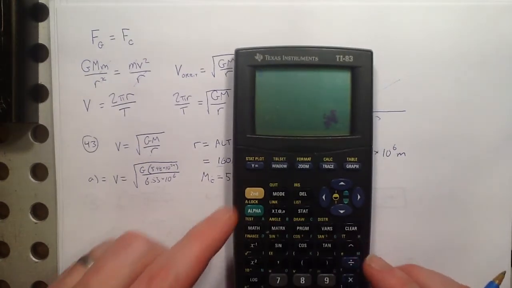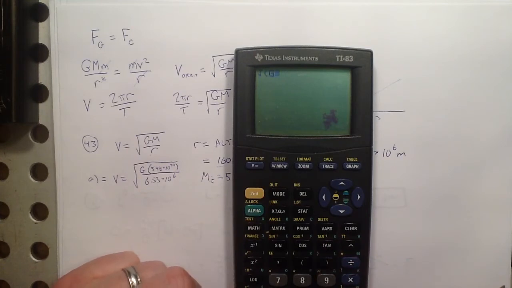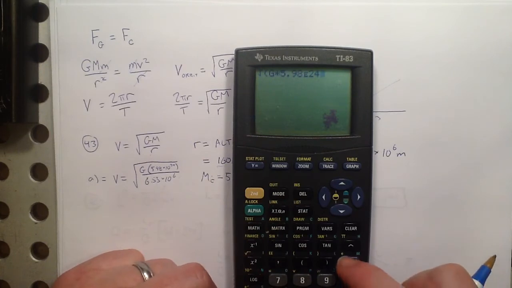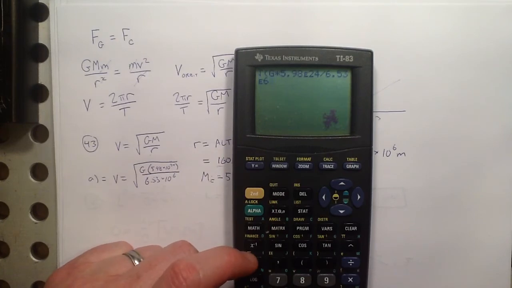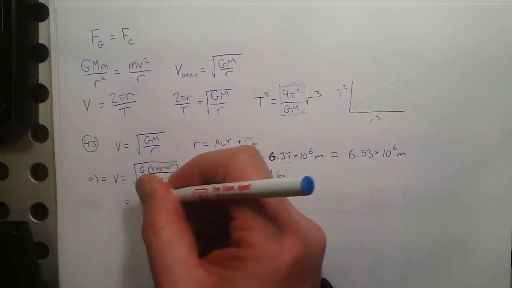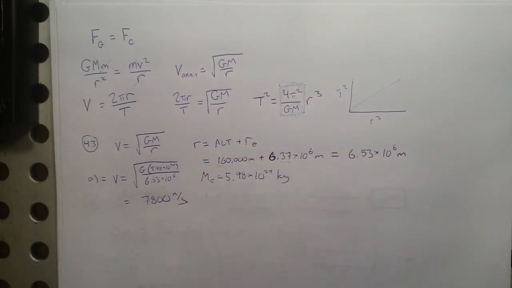Let's go ahead and calculate that. So G times 5.98 E24 divided by 6.53 E6. That's about 7,800 meters per second. There's our answer for that first part. Our book kept one more sig fig than that; we'll see if that affects other things.